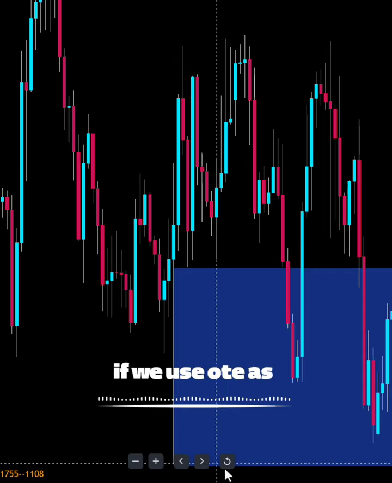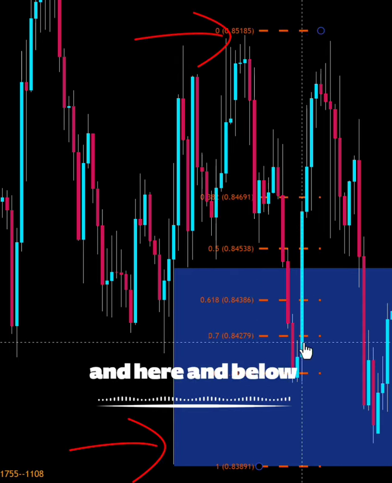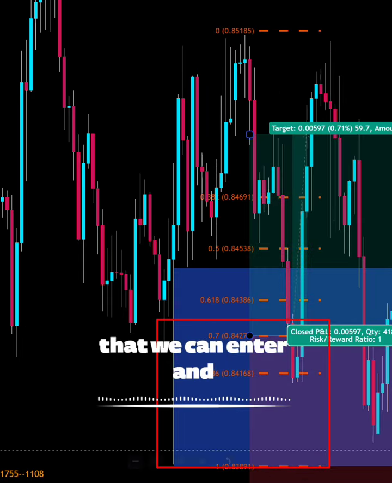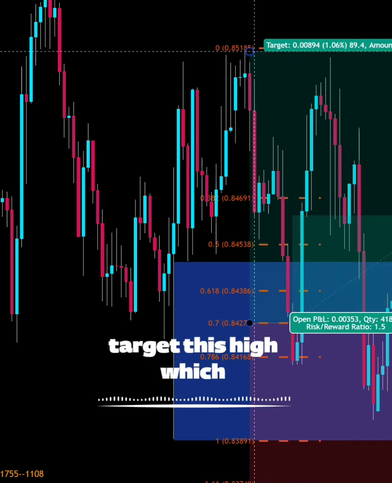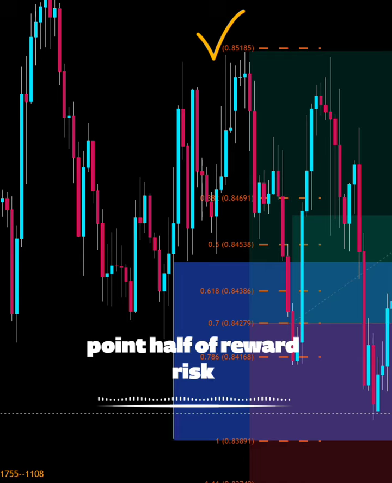If we use OTE as I taught you, we put our Fibonacci from here and here, and below 70% is our entry point that we can enter and put our stop loss below this low and put our target at this high, which provides us with 2.5 of reward to risk ratio.